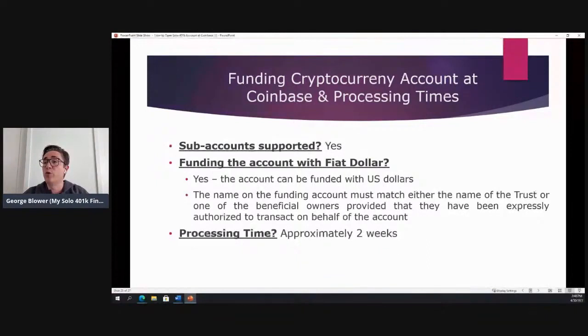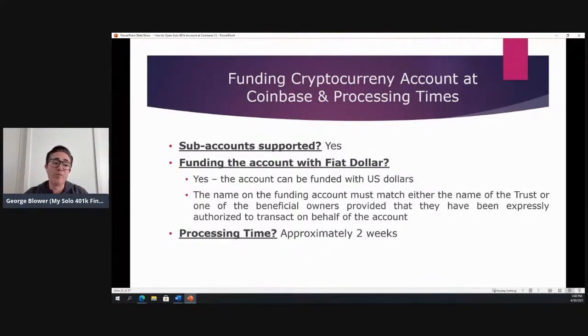So generally, of course, when you're choosing a cryptocurrency exchange, you need to choose one that will allow the account to be funded with fiat dollars. So that would be, for example, US dollars. And again, the name has to match. We talk about that here.